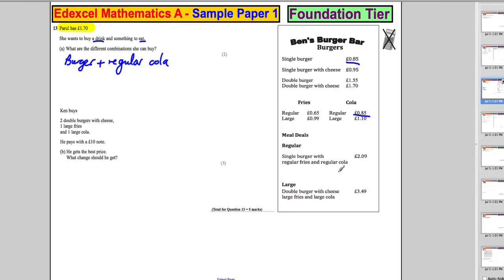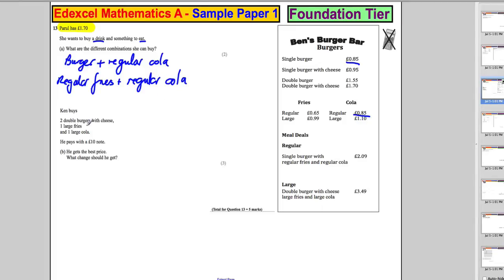Is there anything else she could get? Well, she could get fries, to be honest. So she could get fries and a regular cola. So she could get regular fries plus regular cola as well. Okay, so there are some of the options she could get.